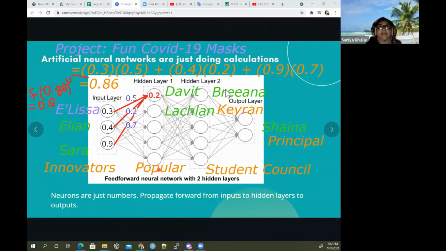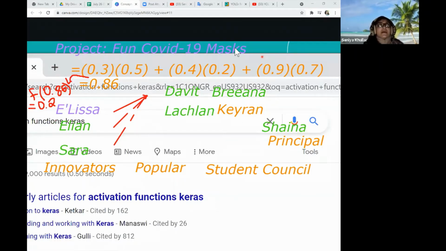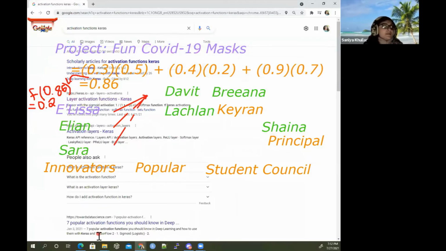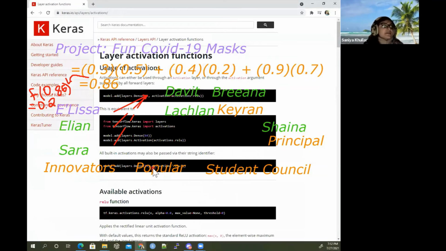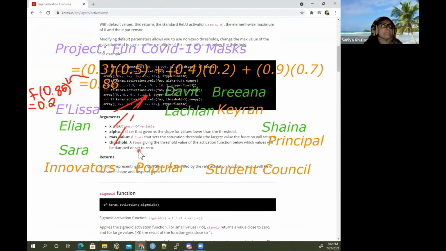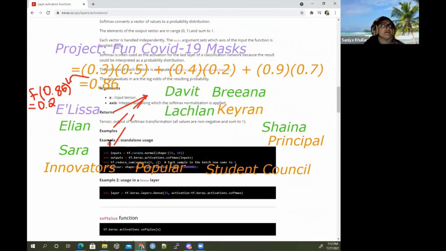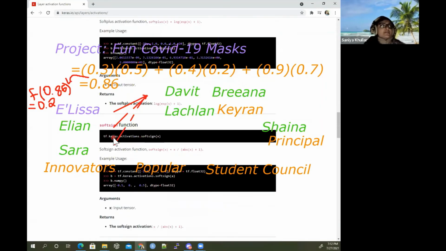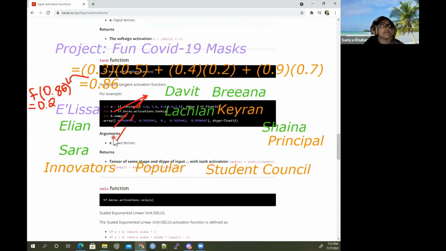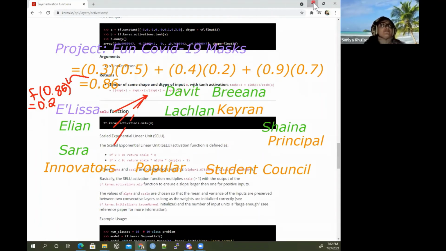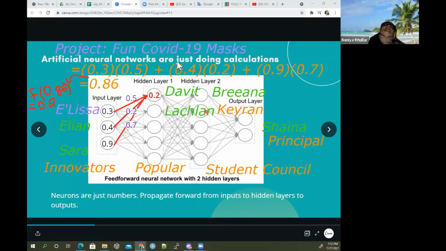Do you guys understand that? There are these things called activation functions. These are things that you have to set as well. Activation functions include ReLU, the rectified linear unit, sigmoid, softmax. These are all formulas: softplus, softsign, tanh, SELU. They have different functions here, but it's a similar idea.